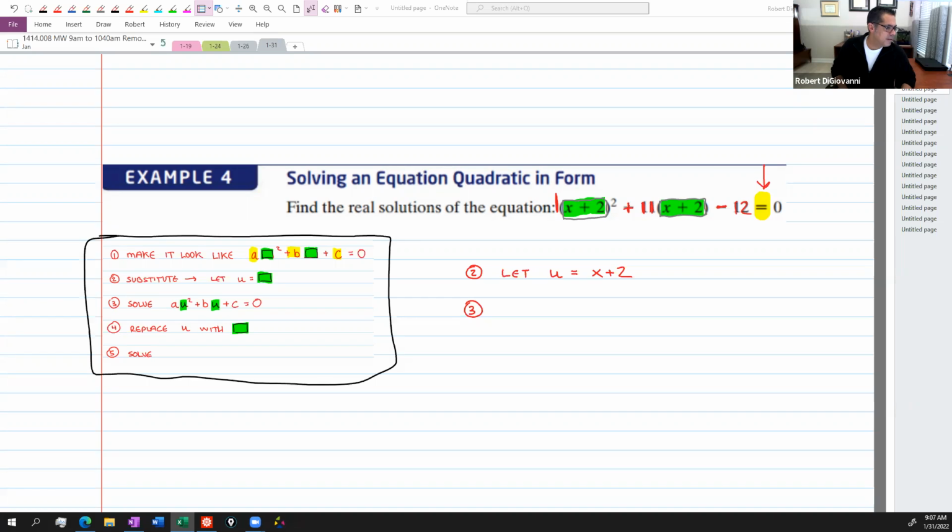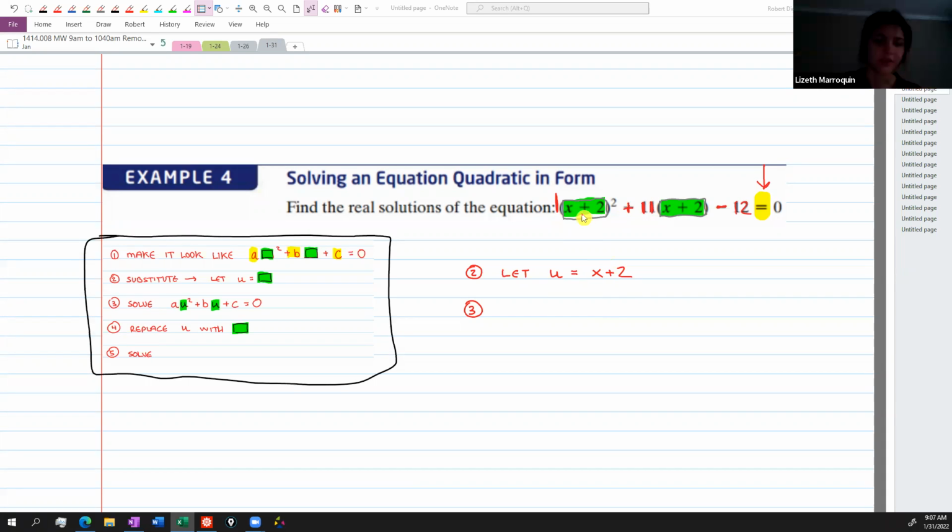Lizette? Are you there? Yes. Okay, Lizette, are you understanding what's going on here? Kinda, yes. Okay. Try and rewrite this equation, but replace the x plus 2 with u and tell me what the new equation would look like. So everywhere you see x plus 2, just make it a u.